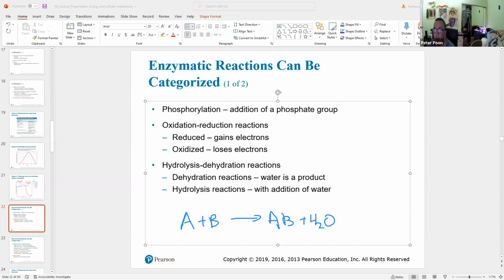If I run this reaction in reverse, so I'll show this in red, I am hydrolyzing. Hydrolysis: I'm taking water and shoving it in between A and B. So now I have A and B, and I lose the water.